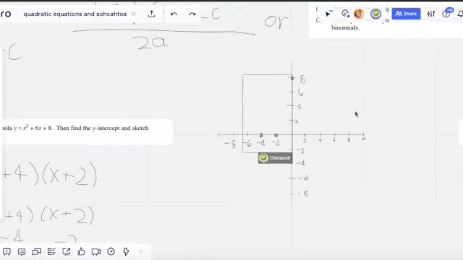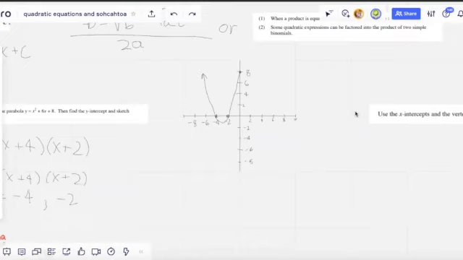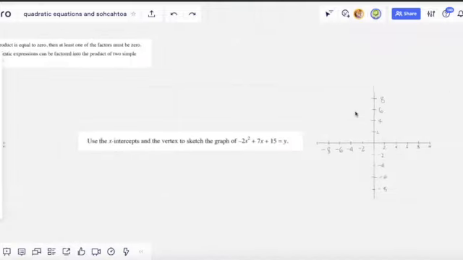And let me actually draw that a bit better. Something like that. Yeah, so that was our answer. Because it says sketch, it doesn't have to be exact. So now let's go to the next question. And this time it is use the x-intercepts and the vertex to sketch the graph.